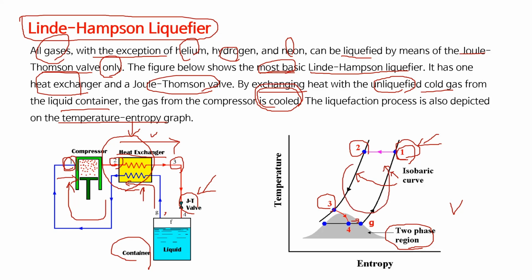So in this way, gas can be liquefied. So this simple Linde-Hampson liquefier is used for all gases except helium, hydrogen, neon. These gases' maximum inversion temperature is lower than the room temperature, so for the liquefaction of these gases, we have to use the heat expansion engines.